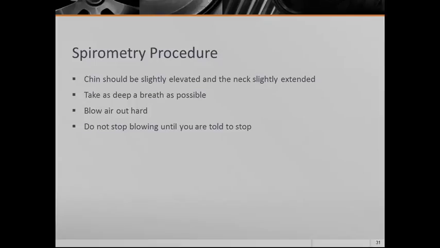And the last one is maximum voluntary ventilation, which is the maximum volume the patient can breathe in and out in 1 minute. The patient breathes in and out as deeply and as frequently as possible for 15 seconds. And then that total volume is multiplied by the medical assistant by 4.